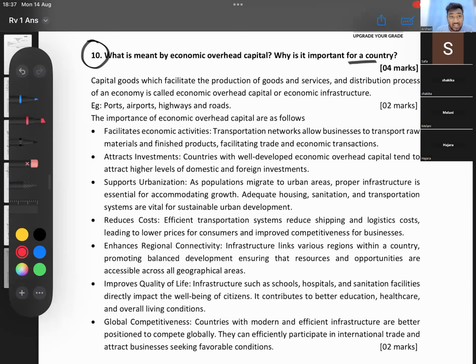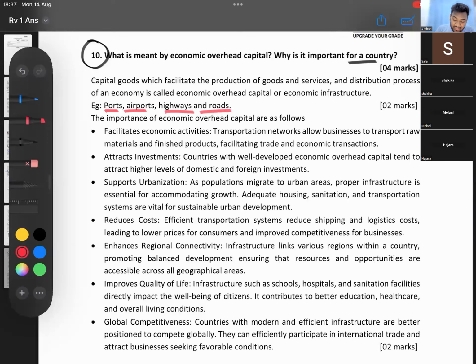No? So things like what? Things like ports, airports, highways, roads. These are what you call economic overhead capital. Why is it important for a country, guys? Why should a country have these roads, airports, all of that?